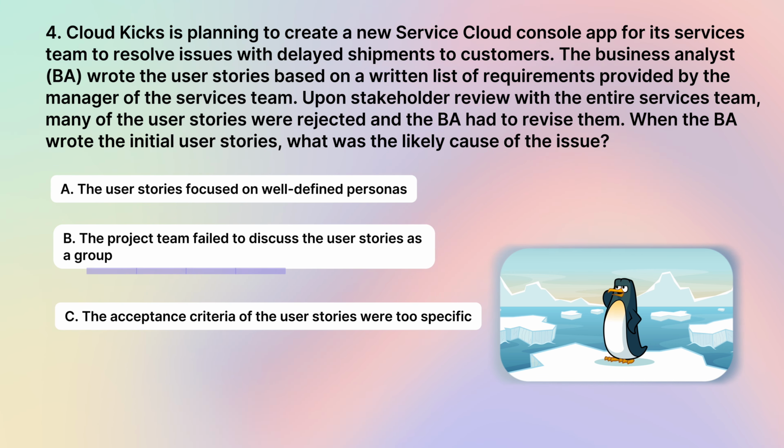stakeholders, before being finalized. Option A is incorrect because well-defined personas would not necessarily cause issues with the user stories. Option C is also incorrect because having specific acceptance criteria can be helpful for ensuring that user stories are clearly defined and achievable.